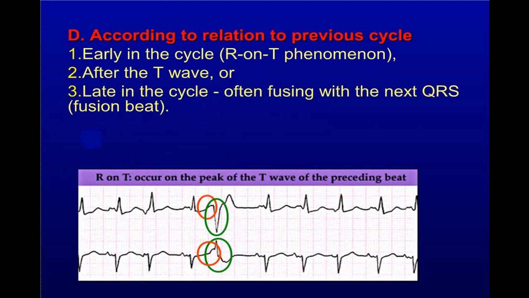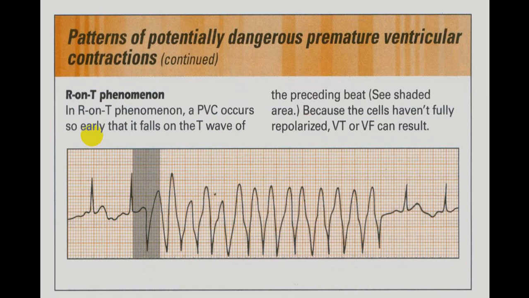This is the R on T phenomenon, which we have already explained before. You can see here R on T phenomenon ends up with polymorphic ventricular tachycardia. It will end up with ventricular tachycardia, and then it can end into ventricular fibrillation also.